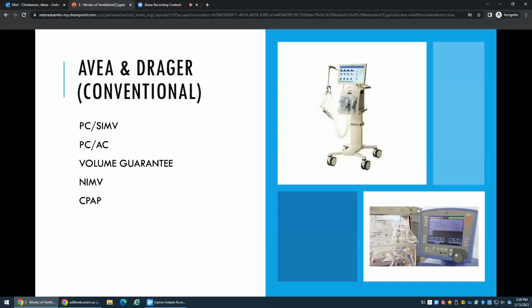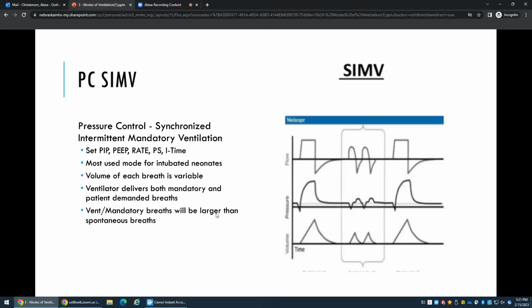Okay, now we're going to switch to conventional ventilation. This is just regular ventilation, how you and I breathe. There's a few different ways we can deliver it, but we are done with the high frequency part of the talk. Here is what we're going to talk about: the Avea and the Draeger, 2 conventional ventilators that we use here in the NICU. One is like the iPhone 8 and one is like the iPhone 12. They both do the same thing, but one is an upgraded version. Here are all the modes of ventilation we can provide with these 2 ventilators.